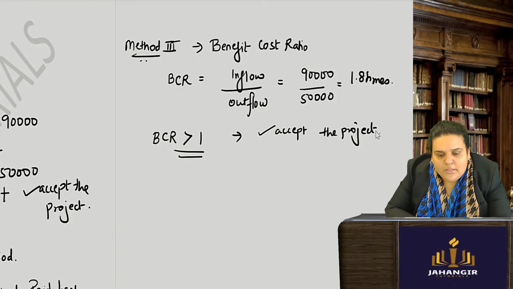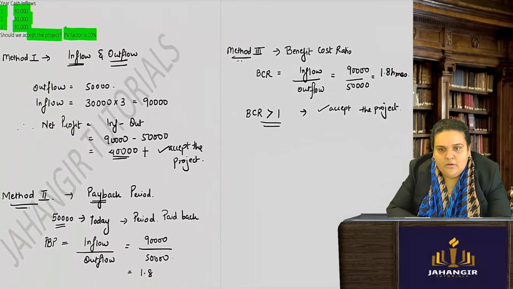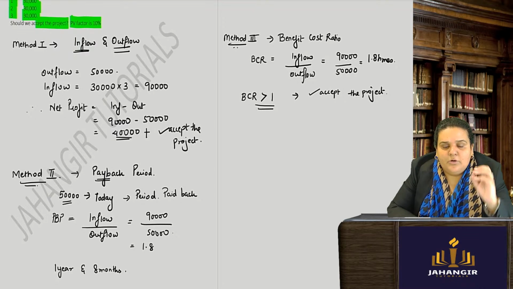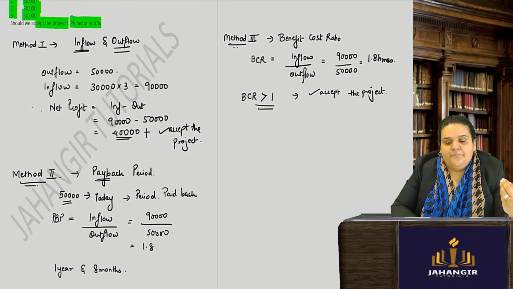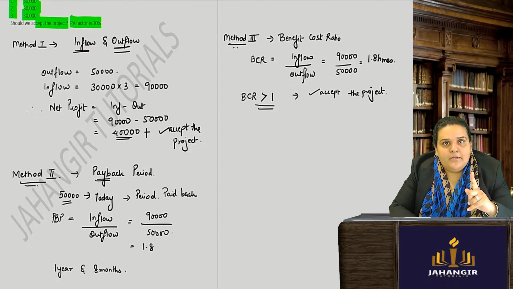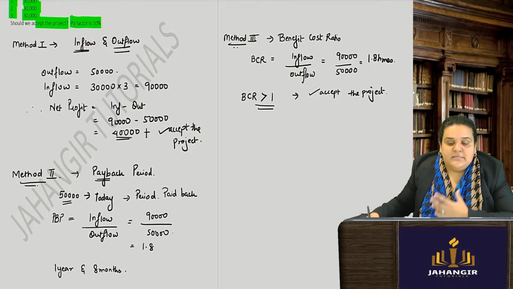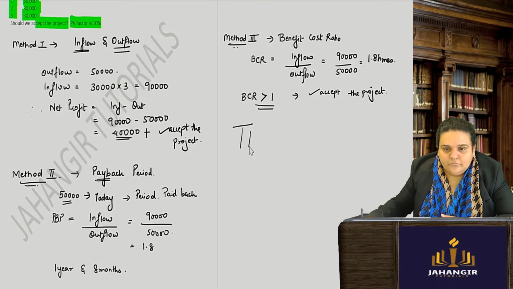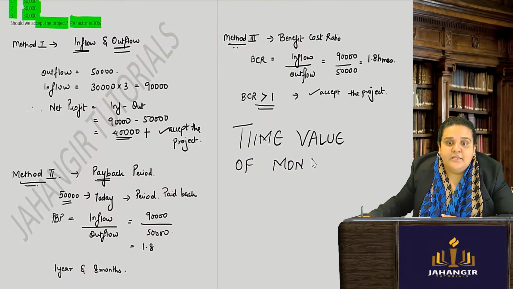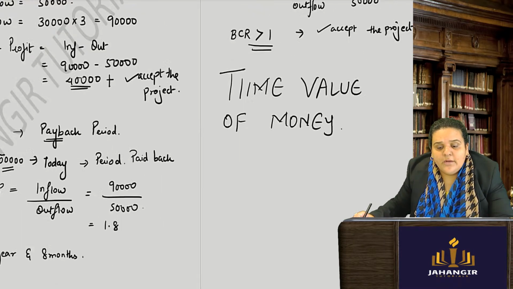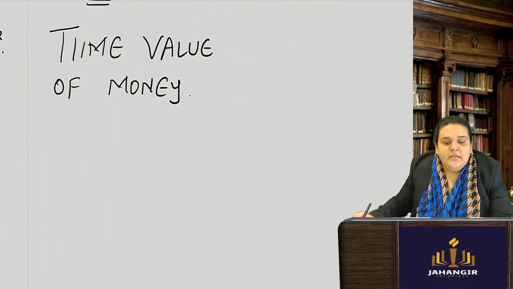Now, all these three methods are pretty simple and easy to solve, understanding what the inflow, outflow, and number of years are. But there is one particular drawback in these methods: we are not taking into consideration the time value of money, which is very, very important. Time value of money has to be taken into account to consider any given capital investments.